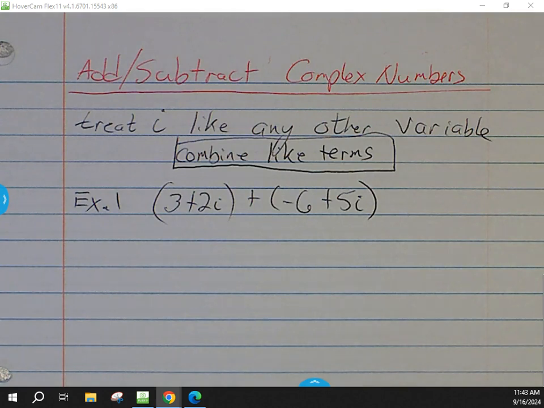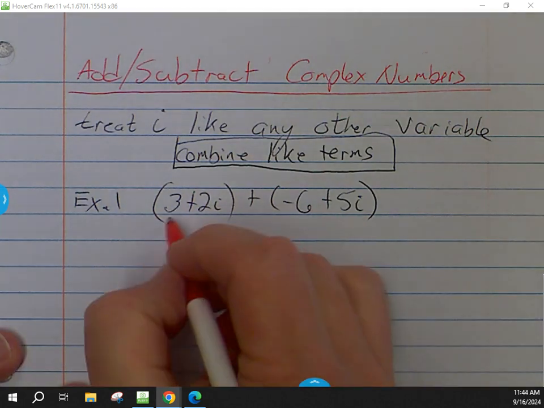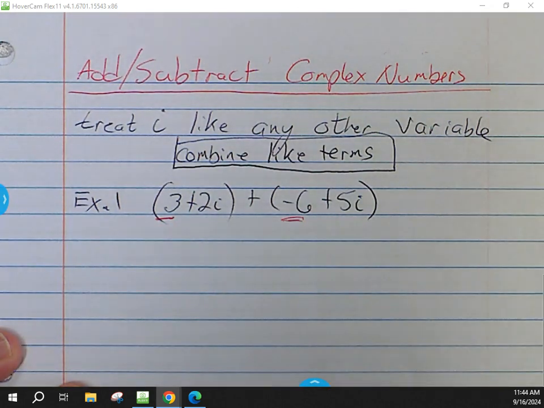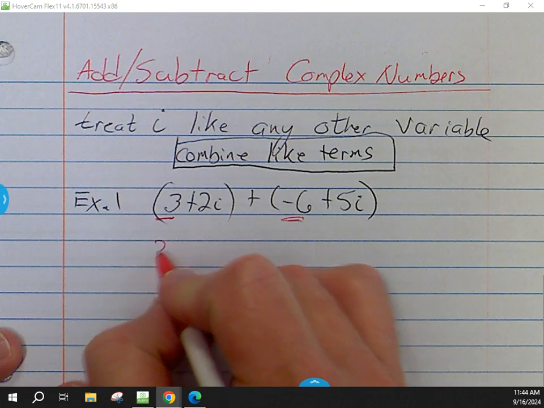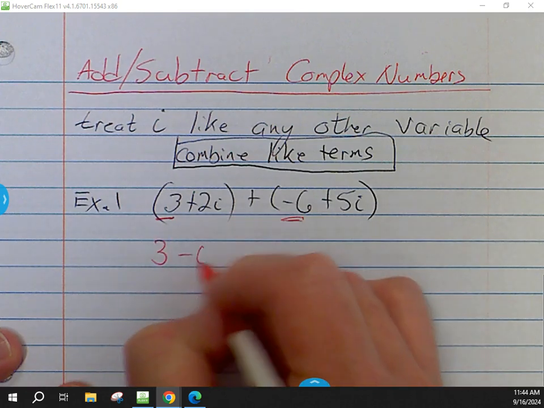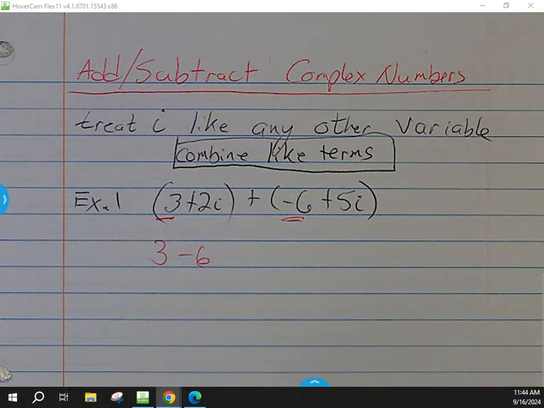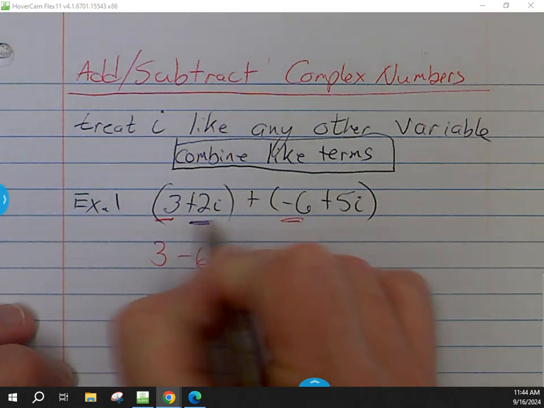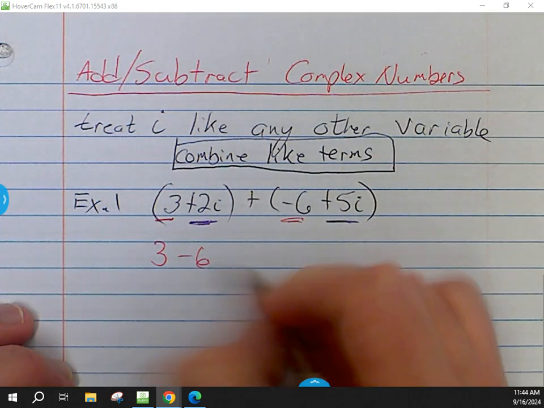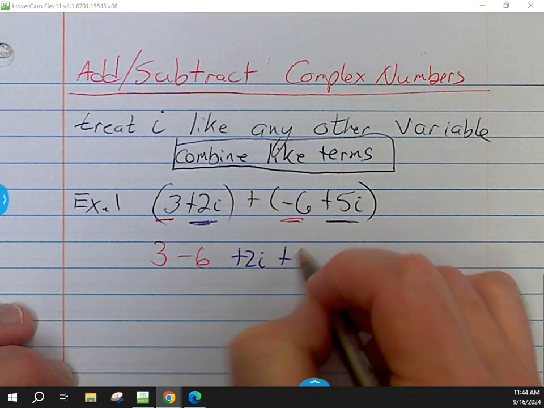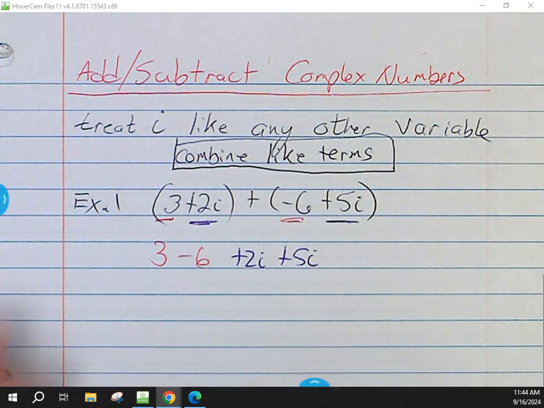Okay. Now the best thing is with addition, there's nothing you really have to do other than separate out the numbers of everything that's here. So where you've got the 3 and the 6, we're going to separate those two things out and pull them out. So we've got a 3 that's here and a negative 6 that's there. And then for the 2i and the plus 5i, we're going to put those two over here.